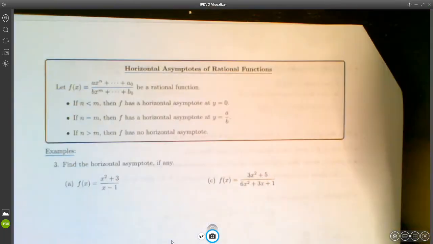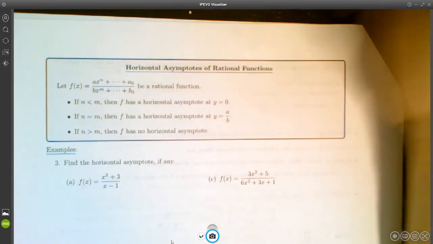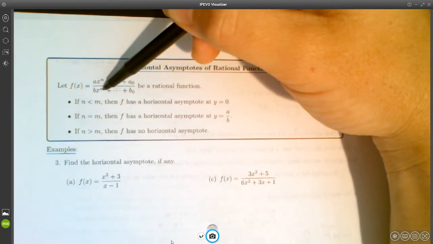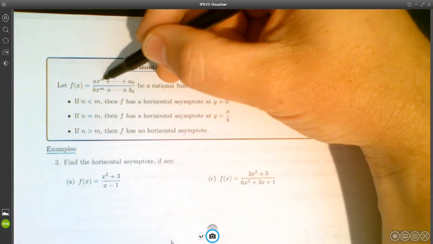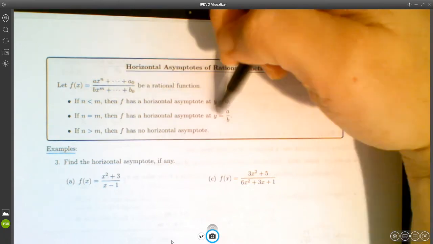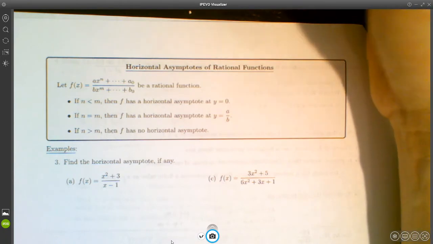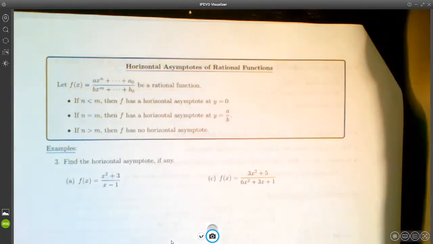So the next page has a summary of all of this. Okay, so here's how horizontal asymptotes work. Let's say that you've got this polynomial. The leading coefficients are a and b. If the degree of the numerator is less than the degree of the denominator, then there's a horizontal asymptote at 0. If the degree of the numerator equals the degree of the denominator, then there's a horizontal asymptote at a over b, at the ratio of the leading coefficients. If the degree of the numerator is greater than the degree of the denominator, then there's no horizontal asymptote.